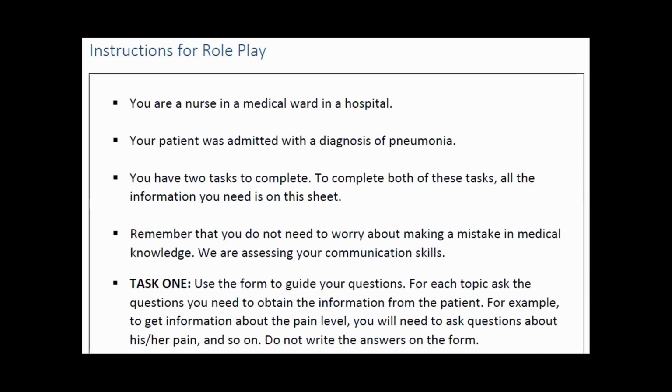I will read to you the instructions so that you have an understanding of what the scenario is and who your patient is. So it says, you're a nurse in a medical ward in a hospital. Your patient was admitted with a diagnosis of pneumonia. Task 1, which is roleplay 1, use the form to guide your questions. For each topic, ask the questions you need to obtain the information from the patient. For example, to get information about the pain level, you will need to ask questions about his and or her pain and so on. Do not write the answers on the form.